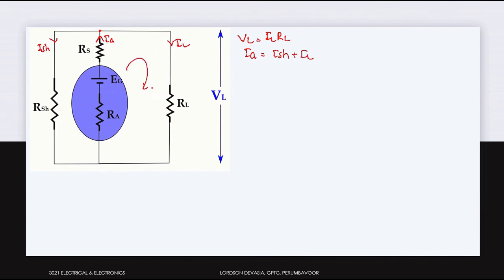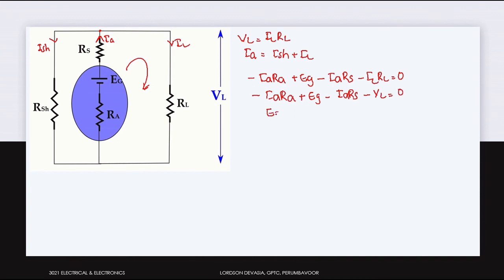Then apply Kirchhoff's voltage law in this loop. Starting from RA, minus IA RA, then another voltage source plus EG, then there is RS and the current through RS is IA, it is a drop, so minus IA RS. Then here it is IL RL, minus IL RL equal to 0. So it is minus IA RA plus EG minus IA RS minus IL RL, which is VL, equal to 0.